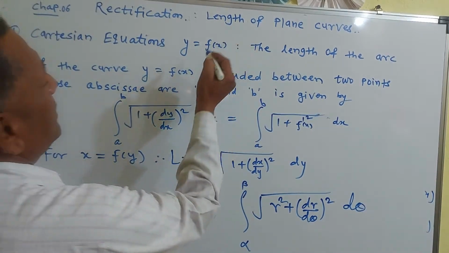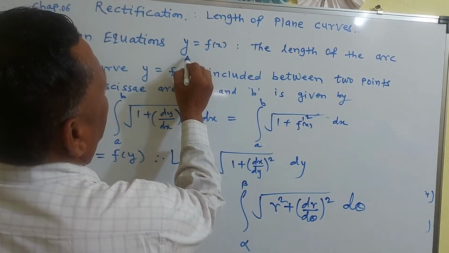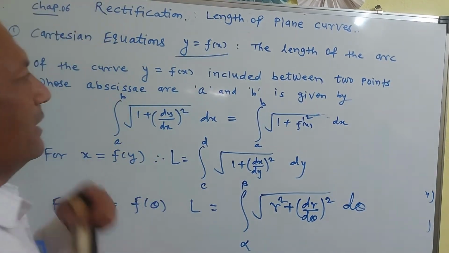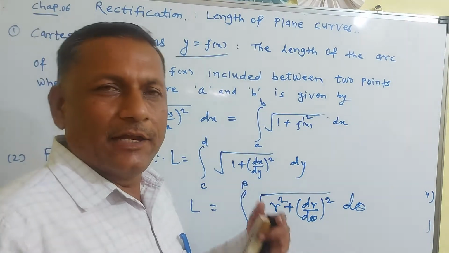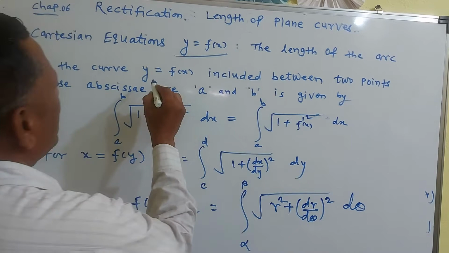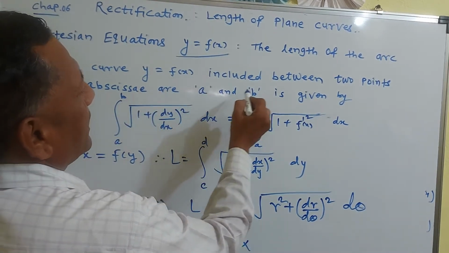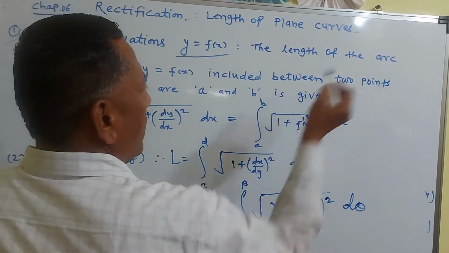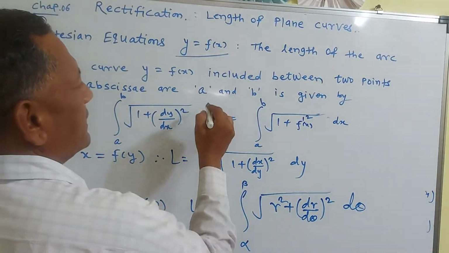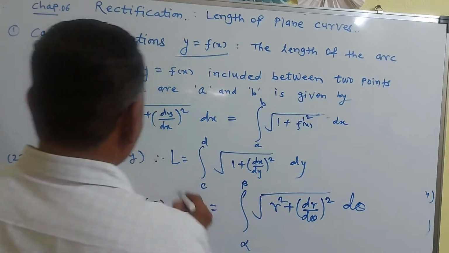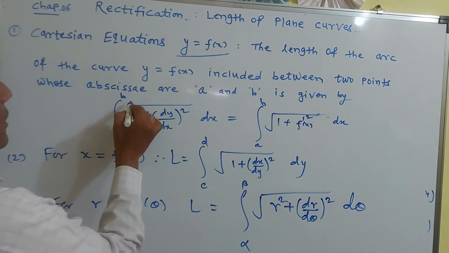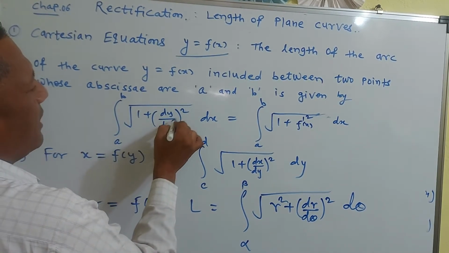Now if you have the Cartesian equation, a curve of the type y is equal to f of x, then how do you find the length? Now we see only formulae, and using formulae we solve some examples. The length of arc of the curve y is equal to f of x included between 2 points whose abscissas are a and b, abscissas meaning x coordinates, is given by its formula: integration going from a to b root of 1 plus dy by dx square.